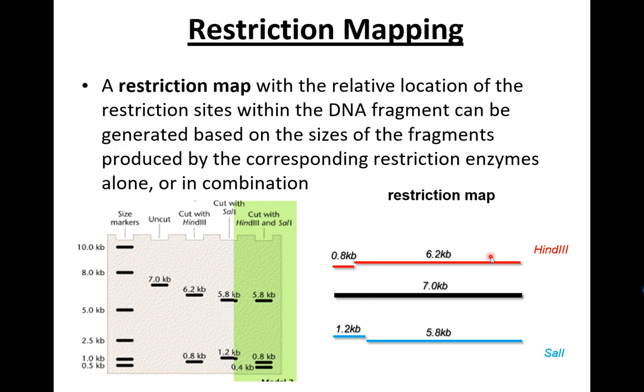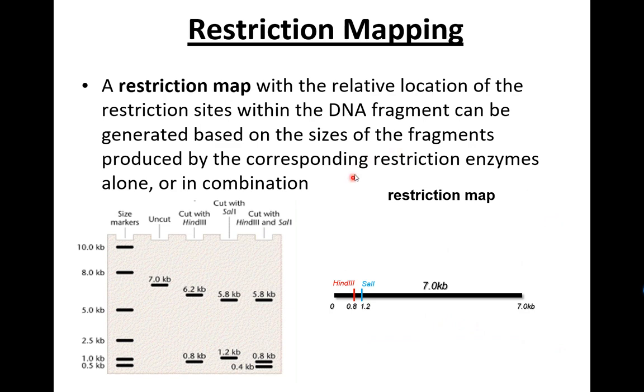So if HimIII, you place HimIII here, then at this point, SalI will be on this side as well. But when you combine it together, now you can come out with a restriction map where you indicate where the two restriction sites are located within that fragment. So what you would do in a restriction map, you will label as 0 the starting site. So in this case, we label this one as 0.